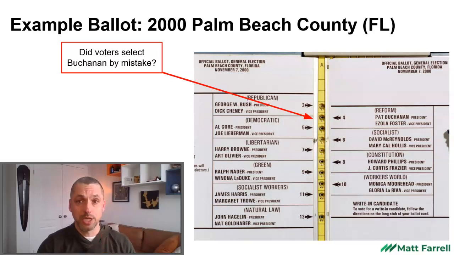Well, a lot of folks seem to have selected Pat Buchanan by mistake. This was Palm Beach County. It happened to be heavily Democratic at the time, and there were a lot of older folks living there that maybe had trouble interpreting the ballot design.